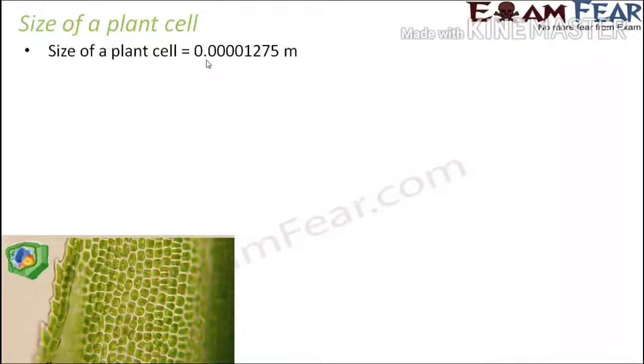So your decimal point is here. So we start moving the decimal point towards the right until it reaches a position where you get a decimal number between 1 and 10. So that decimal number is 1.275. So this can be written as 1.275 into 10 to the power minus how much? 1, 2, 3, 4, 5. That is 10 to the power minus 5 meters.